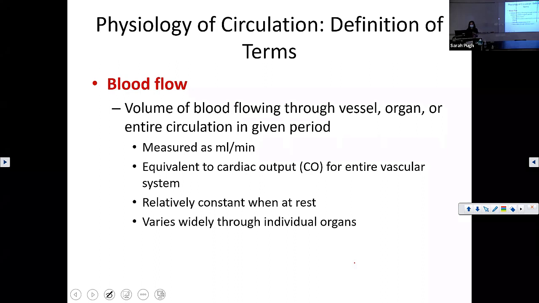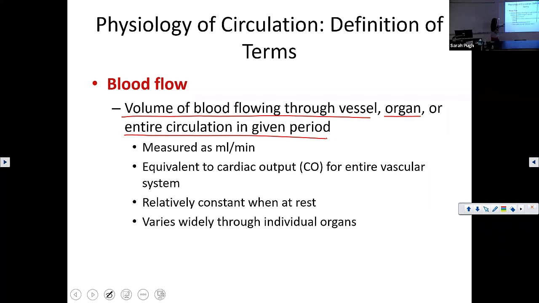So let's walk through the physiology of circulation and go through some of these terms. The first term, and this is a term we'll use a lot, is blood flow. Blood flow is exactly what it sounds like. It is the volume of blood flowing through a vessel, through an organ, or even we can talk about blood flow through the entire circulation at a given period. We always measure blood flow as mils per minute.